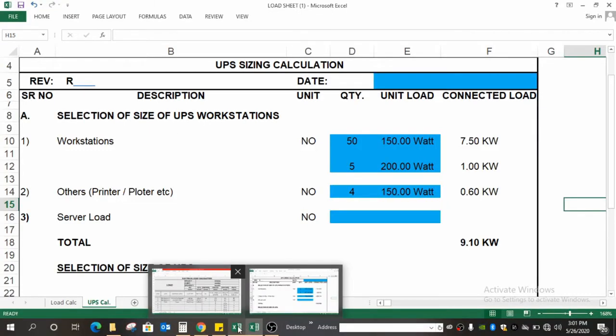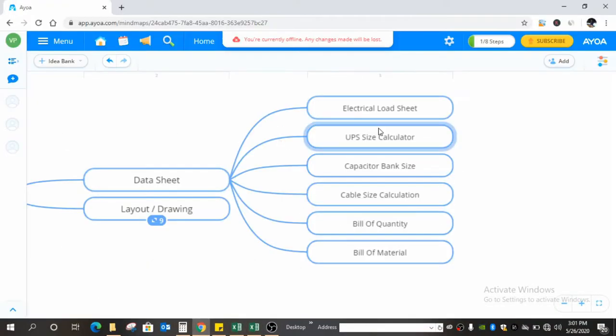Hey, welcome back. In this video, we will discuss how to calculate the UPS size for a project. So let's start the video.